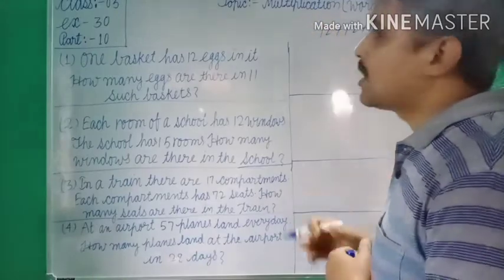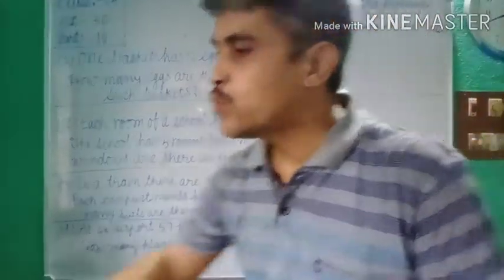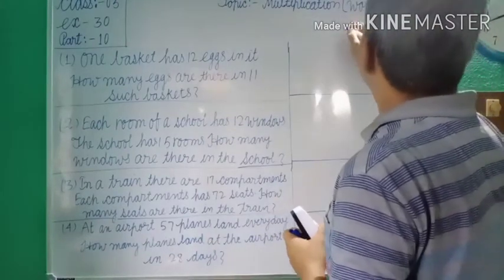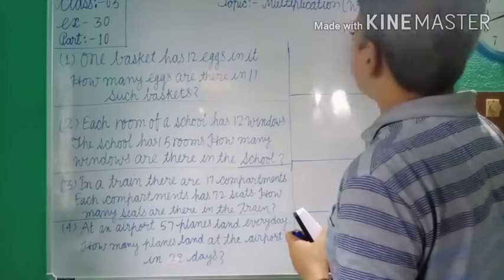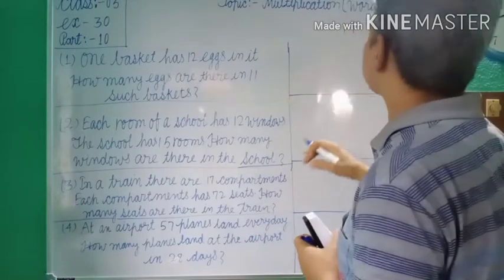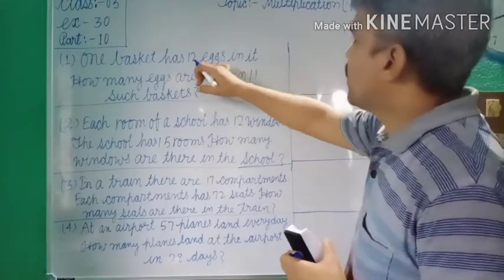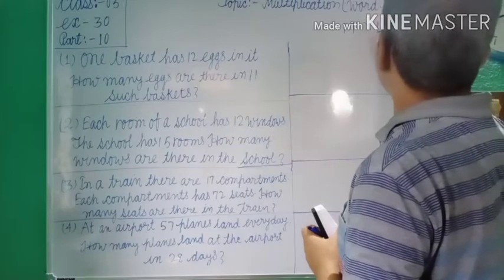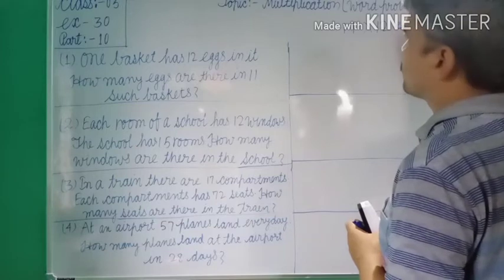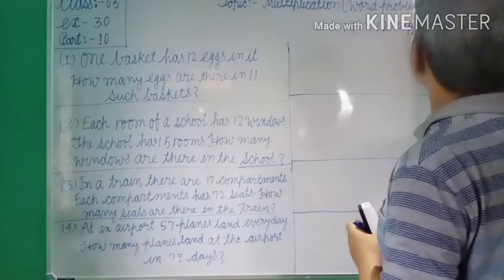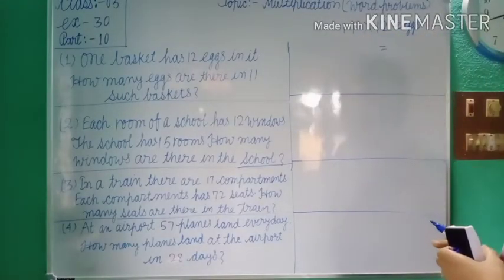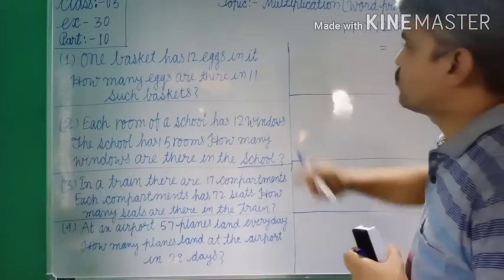But your chapter is multiplication, so first of all you write 11 baskets. How many baskets? 11 baskets. And one basket has 12 eggs. So you multiply 12, then you get the answer. It is equal to 11 multiply 12, because one basket has 12 eggs.